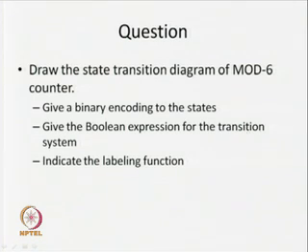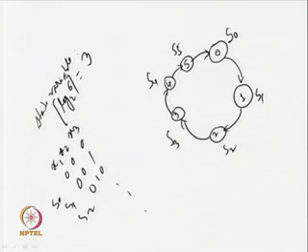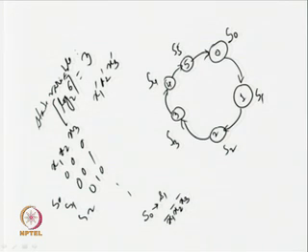Now, give the Boolean expression for the state transition system. What are the state transitions? I have a transition from S0 to S1. To represent this transition behavior, I need another set of variables, x1 prime, x2 prime, x3 prime. So, this transition from S0 to S1, that is 0 0 0 to 0 0 1, can be represented with the help of x1 bar, x2 bar, x3 bar, x1 prime bar, x2 prime bar, x3 prime.